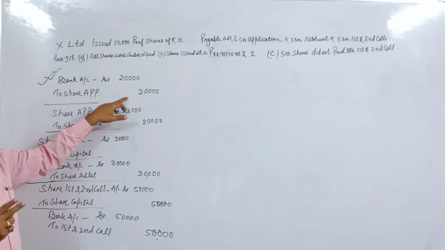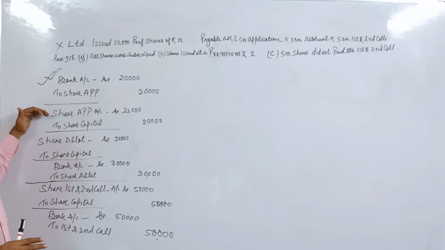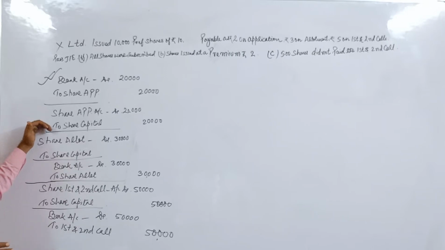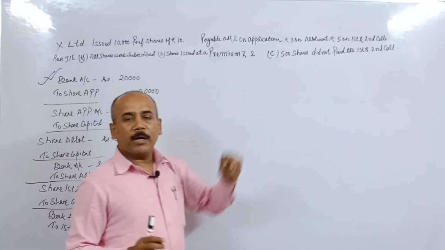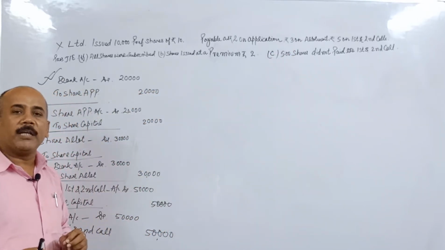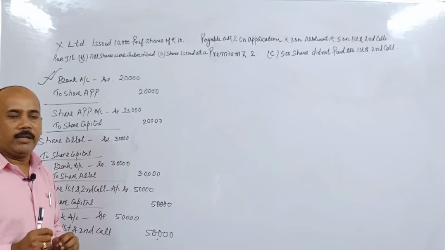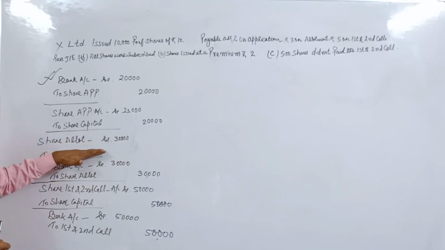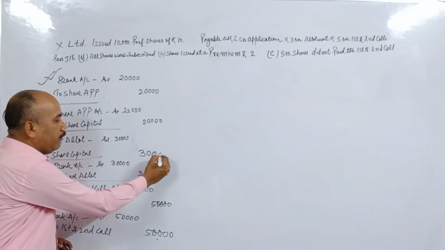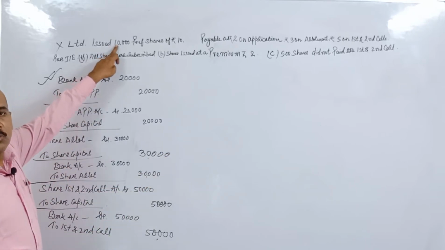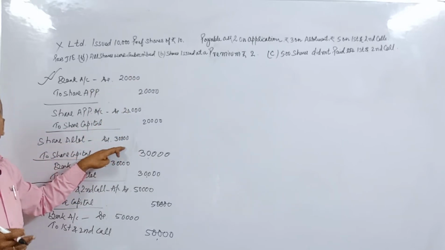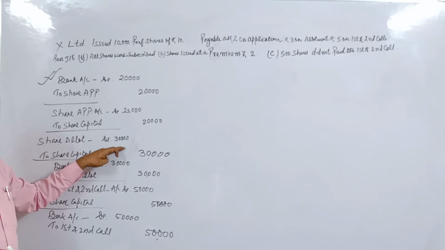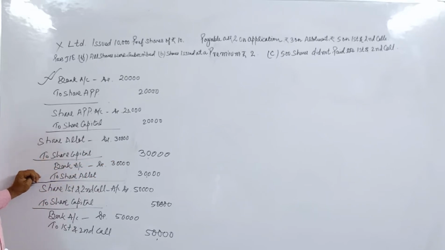And the same application money will be transferred to share capital. Then the second entry will be share application account debit to share capital. Third entry: before making the receipt of allotment money, we will make a due entry, which is share allotment account debit to share capital, which is 30,000. How 30,000? Again, 10,000 shares are issued and 3 will be paid on allotment, so 30,000. When the cash is received by the company, the entry will be bank account debit to share allotment.